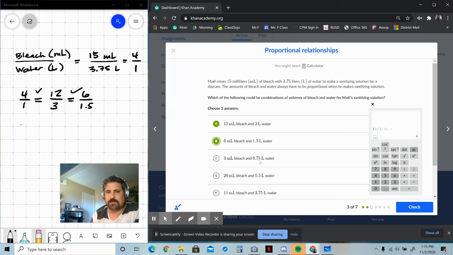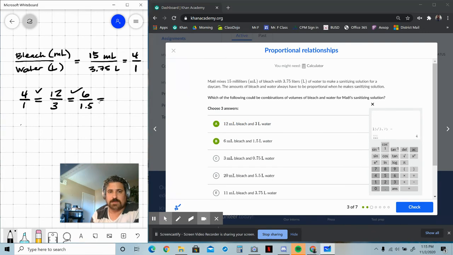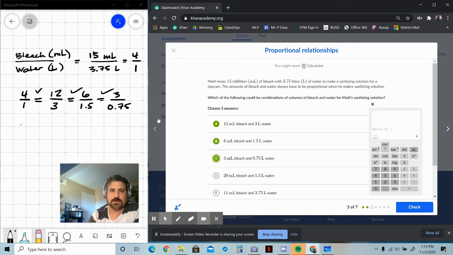This one says 3 for every 0.75. Well, double 0.75, you get 1.5. Double 3, you get 6. So that's also the same. That's fine. So my guess is the other two don't work. Let's just make sure they don't work.